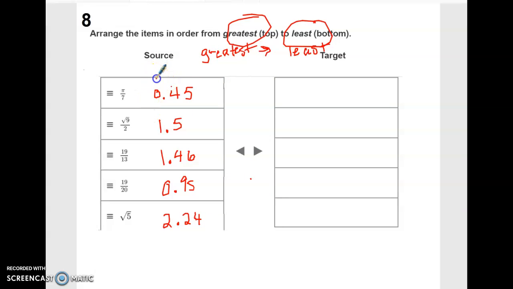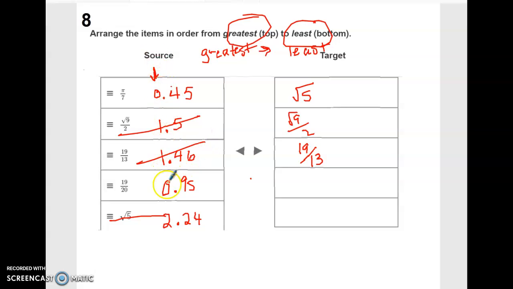So I'm going to start with my ones place. I'm looking for the biggest one this time. So that's going to be the square root of 5 to start out. Next, one of these ones are my biggest ones. If I look at the next place value, I have a 5 here. So my next one is going to be that square root of 9 over 2. And then next will be the other one that started with a 1, which was 19 over 13.